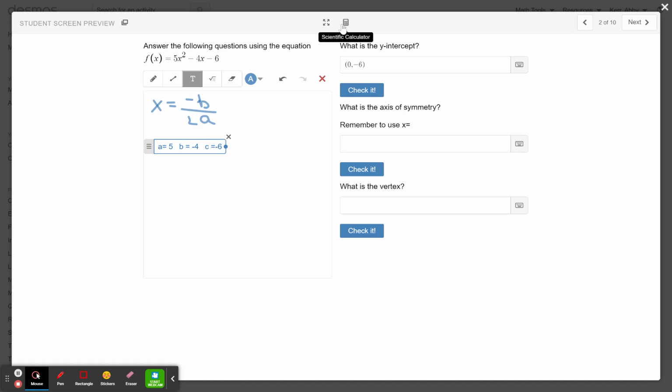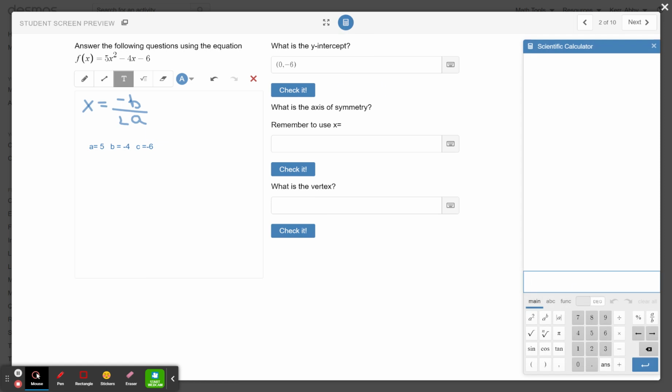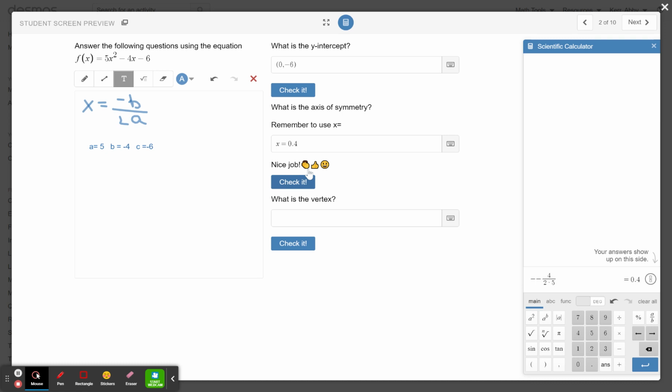So what we want to do is put those values into the calculator. So the opposite of negative 4, so 2 negatives, over 2 times our a value, which is 5. So it's going to get you a negative and negative, which is really a positive, 4 over 10. So 4 over 10 reduces or simplifies to 0.4. Remember, axis of symmetry is a line, so it needs to be x equals.